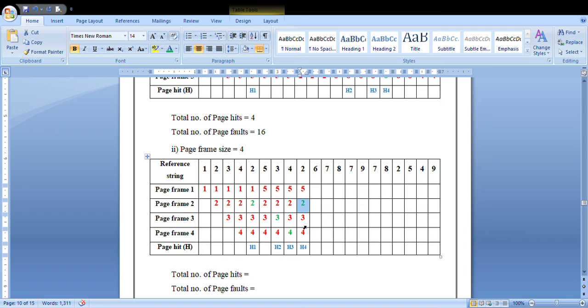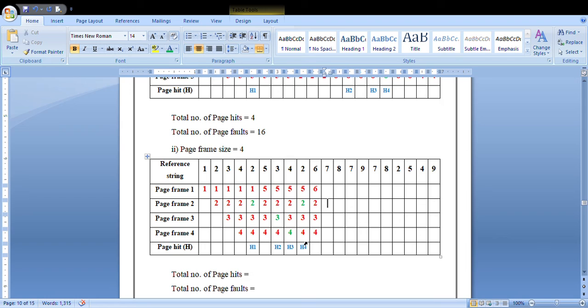3 is repeated for 3 times. 4 is repeated for 2 times. Here the oldest page is 5. So you are going to replace 5 by 6. Retain other values as it is.